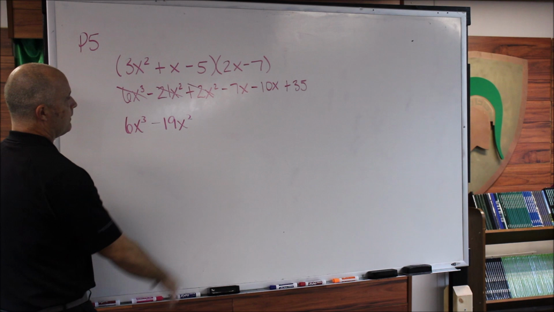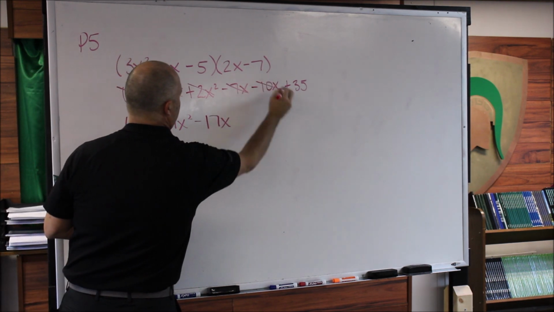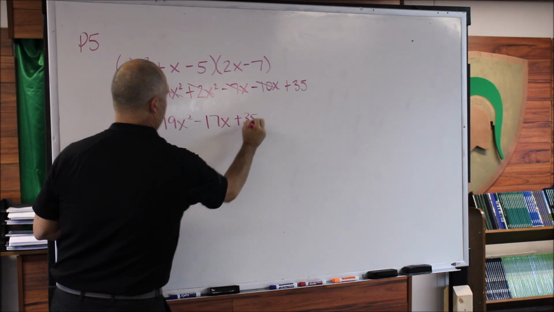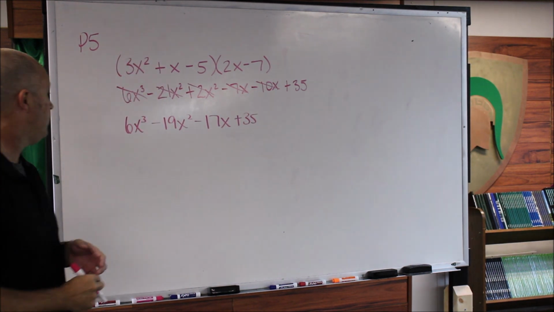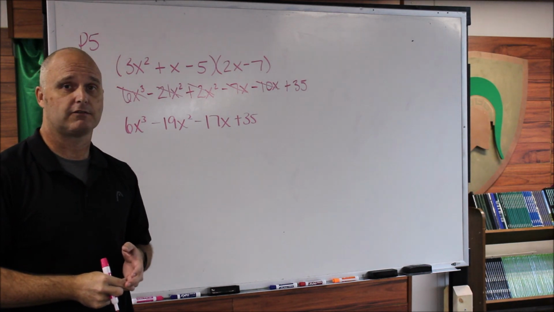Cross those off. Negative 7x minus 10x is negative 17x. And then we've got plus 35. So our solution for this problem is going to be the expression 6x cubed minus 19x squared minus 17x plus 35.